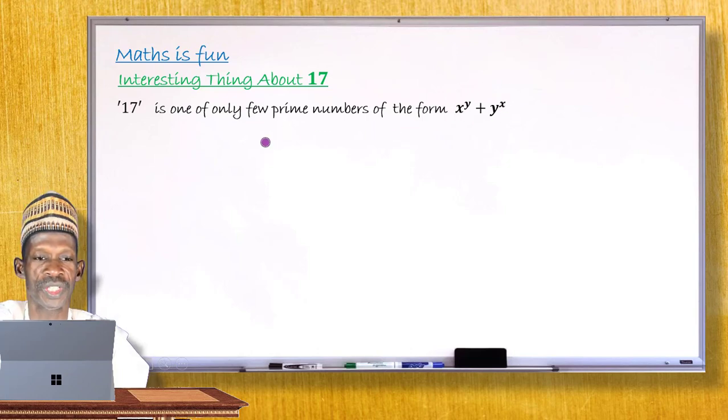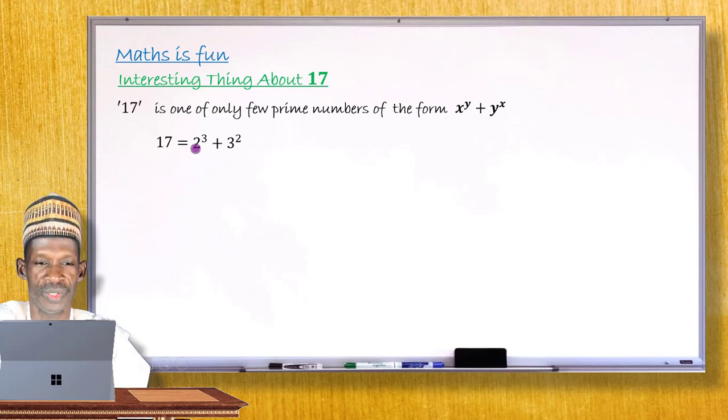Let's just see how we can express 17 in this format. So 17 is nothing but 2 raised to 3 added to 3 raised to 2. So you can see that the base of the first index is the power of the second, while the base of the second is the power of the first. Let me evaluate what 2 raised to 3 is and what 3 raised to 2 is. 2 raised to 3 gives you 8, and 3 raised to 2 gives you 9. And if you add 8 and 9, you get 17 back.